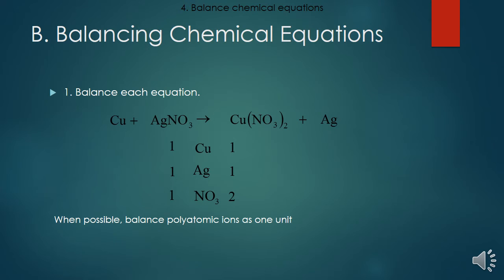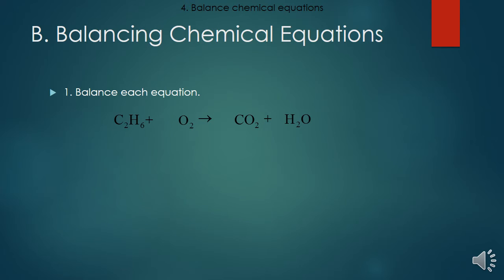Now I need to add coefficients. To start with, the only thing that's out of balance is the nitrate ion. Can I get 2 nitrate ions on the left? The answer is yes. If I have 2 of those particles, actually that would be formula units, that would give me 2 nitrate ions. Also notice that would give me 2 silver atoms as well. If I have 2 silver atoms on the left, I need 2 silver atoms on the right. So we can put a coefficient 2 in front of the silver on the right, and that would give us 2 atoms of silver, and the equation is balanced.